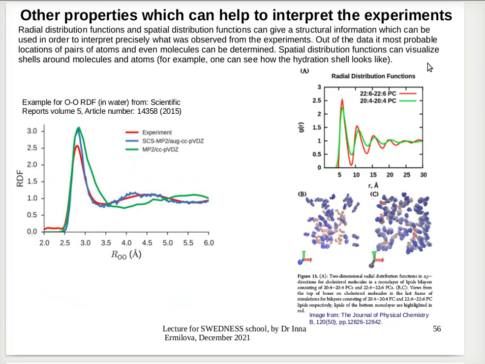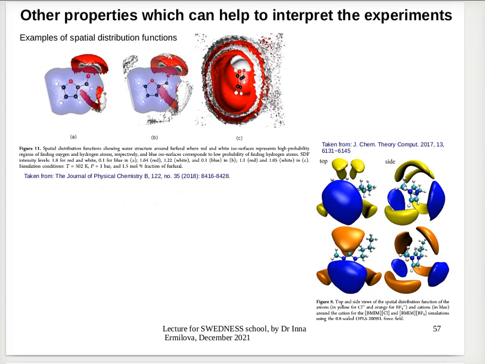Other properties like radial distribution functions: you can calculate different kinds of radial distribution functions. This one is 3D, and this one is in 2D in a certain plane, so you can study the clusters of molecules. Spatial distribution functions is a very nice feature which can be considered as three-dimensional radial distribution functions. It can show you different kinds of shells, like solvation shells and so on, or a water shell around the molecules.